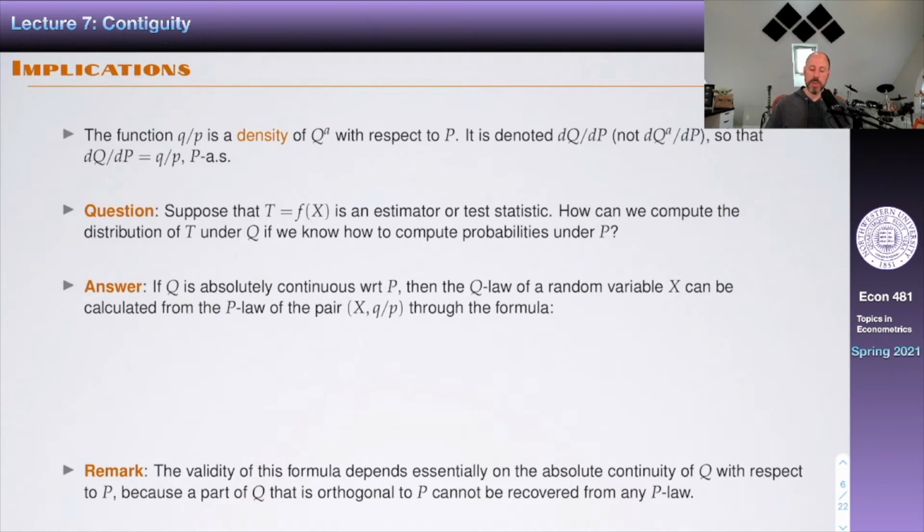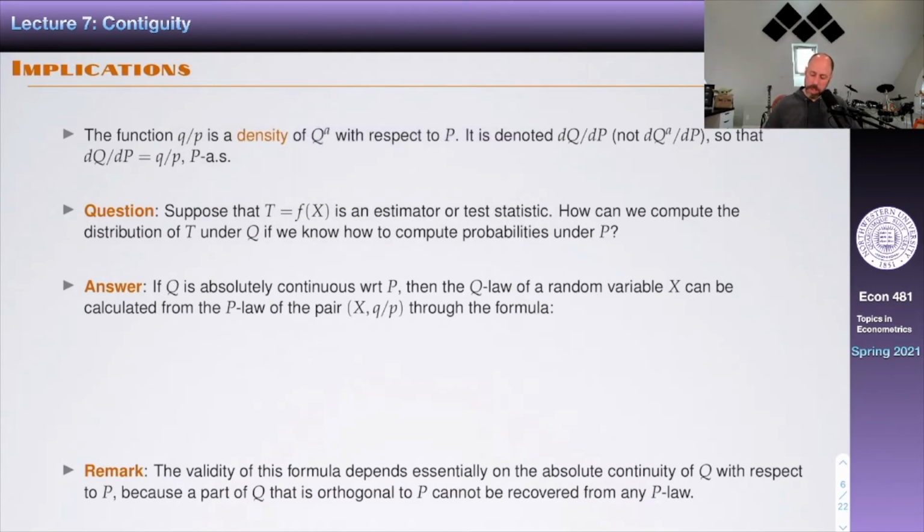So one question that we will be interested in answering today, later on in the limit, but now in finite sample, suppose that we have a test statistic. Could be an estimator, could be a test, could be anything. Let's call it an estimator or test statistic, T, a function of X. How can we compute the distribution of T under Q if we know how to compute the probabilities under P? The answer is, if Q is absolutely continuous with respect to P, then the Q law of a random variable X can be calculated from the P law of the joint pair of the random variable and the likelihood ratio through a very simple formula.